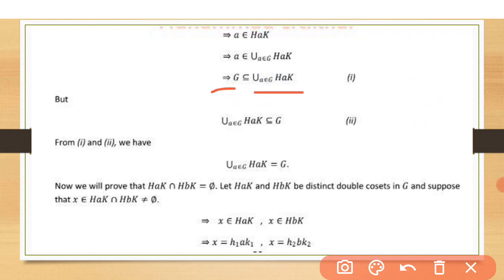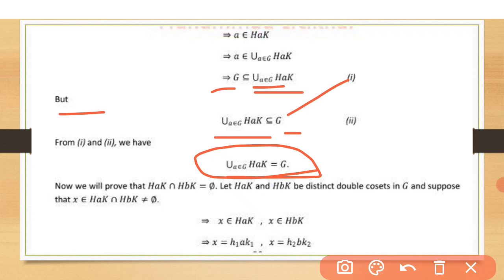Therefore, all the elements of G will contain a union of HAK, but we know that because these are the subgroup of G, so all these elements which are present in the union of HAK will also be contained in G. From 1 and 2 we prove that the union of all HAK will be equal to complete G. They make complete G.